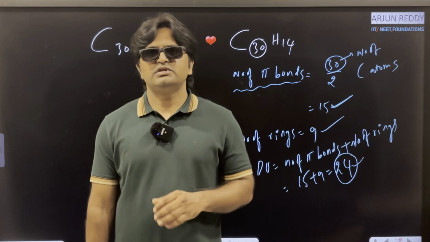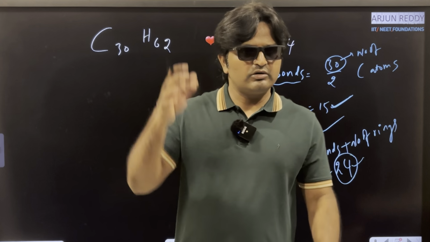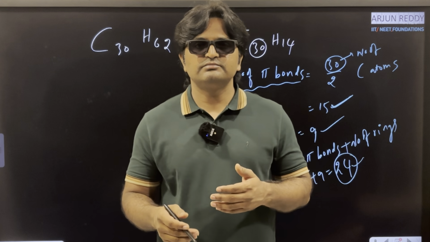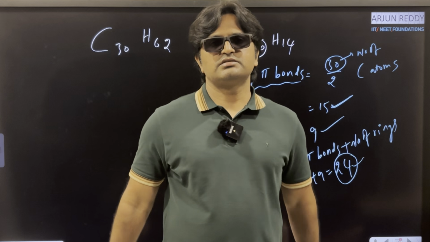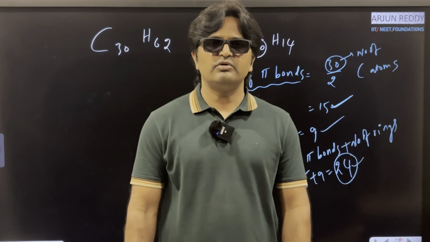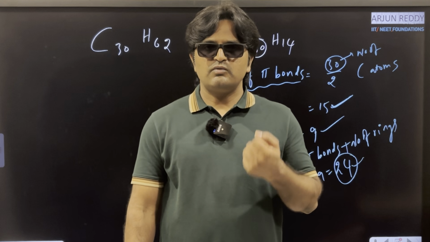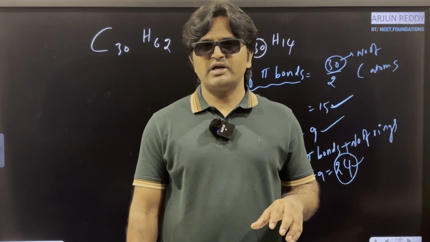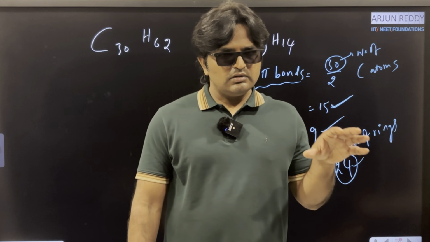Okay. So this is the story about degree of unsaturation. So first point, what is the degree of unsaturation? We are comparing with alkanes. Alkane is the saturated compound. Why is it a saturated compound? What is the maximum number of hydrogens present on n carbon atoms? 2n plus 2 hydrogen atoms.